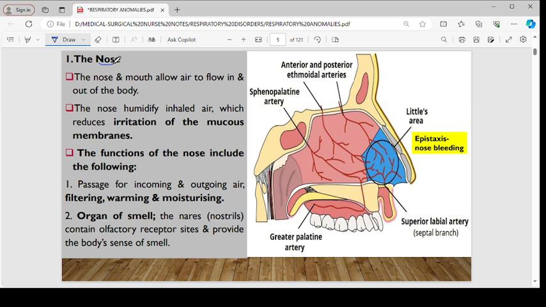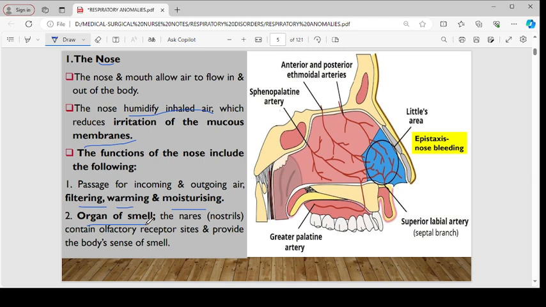Starting with the nose and the mouth, they allow air to flow in and out of the body, and the nose normally humidifies inhaled air. When the air is humidified, it normally reduces irritation of the mucous membrane. The major functions of the nose include providing a passage for the incoming and outgoing air by filtering, warming, and moisturizing it. It also provides an organ of smell.